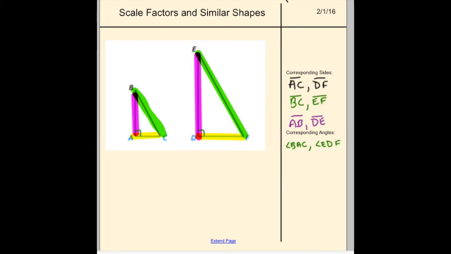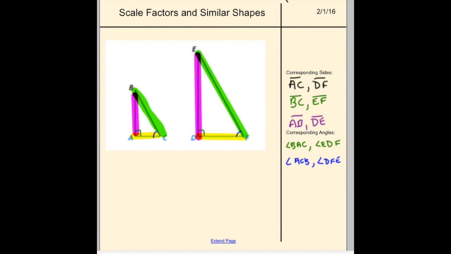And then let's take a look at another angle here. How about this angle at C, so angle ACB, and we'll mark that with just one arc. And so angle ACB corresponds to angle DFE.